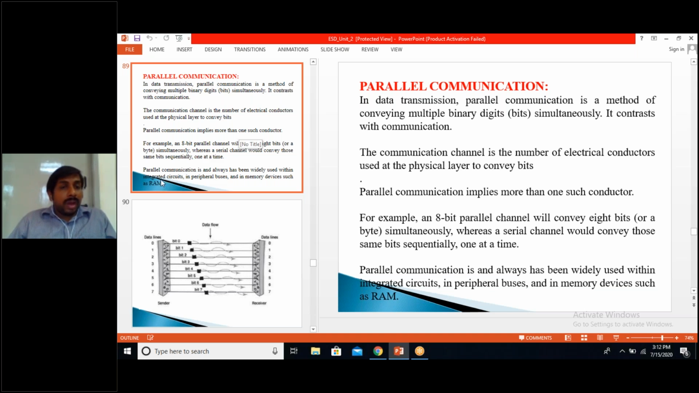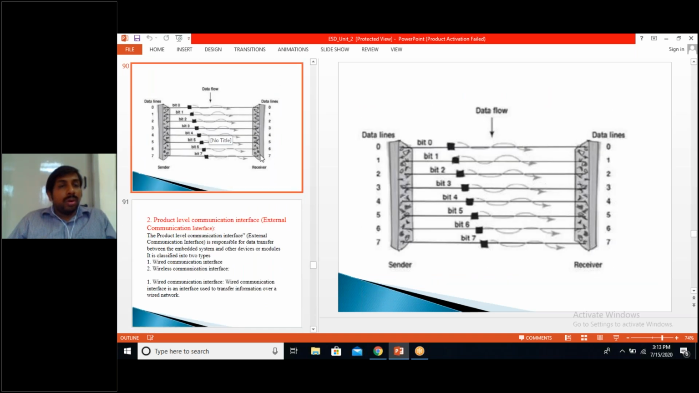Parallel communication is widely used, and most peripheral buses and memory devices work like this. Here the sender and receiver are transferring data on an 8-bit bus. So data will flow on each bit, bit 0 to bit 7.